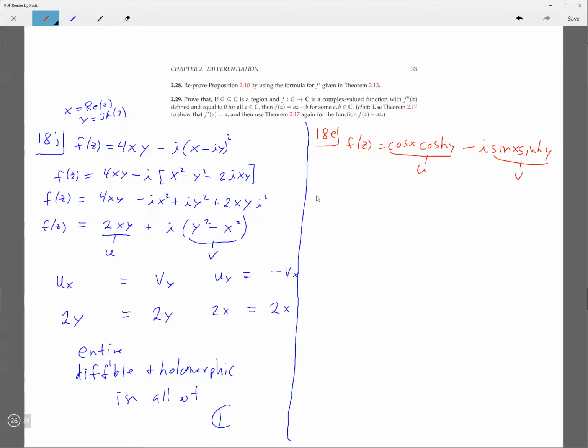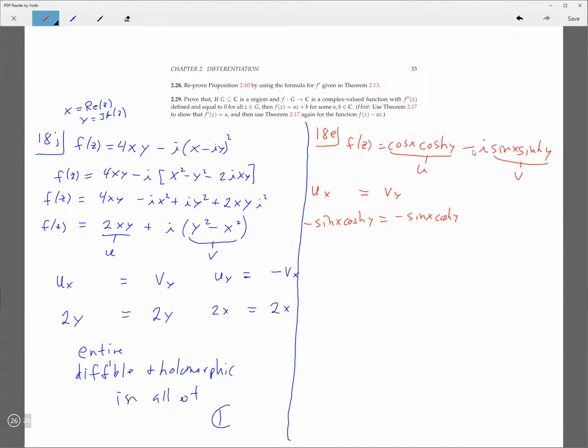Okay, so the first Cauchy-Riemann equation: what's ux? Ux is negative sine x cos y, right? Yes. Vy is the partial with respect to y of all this, which is, yeah, negative sine x cos y.